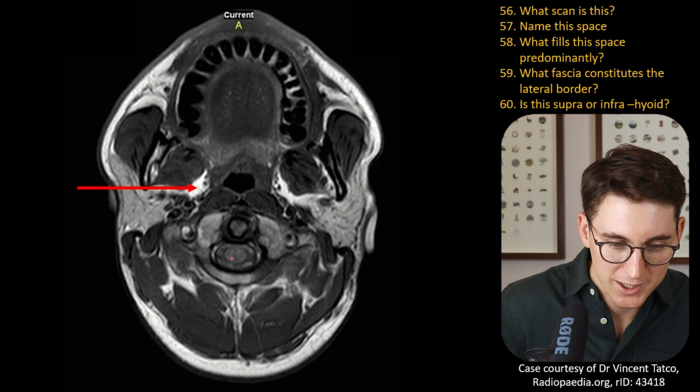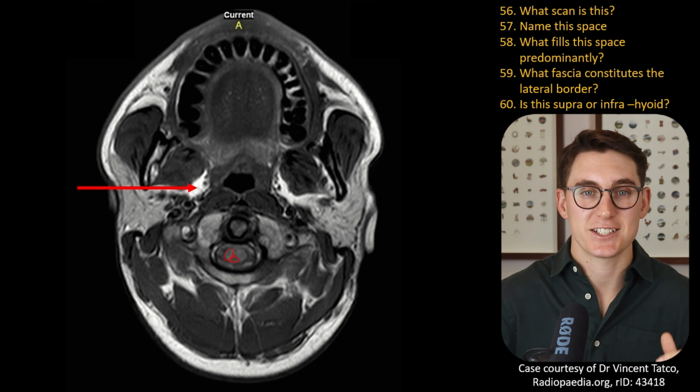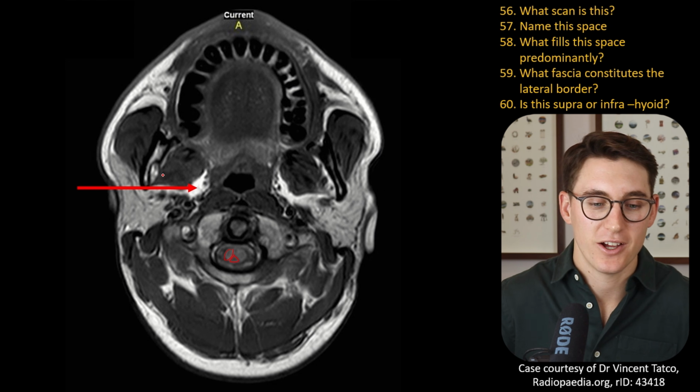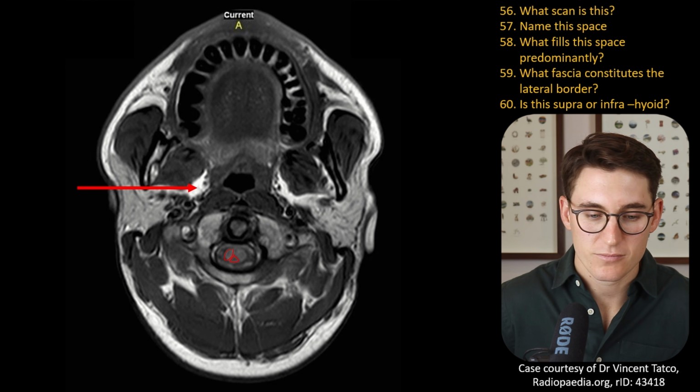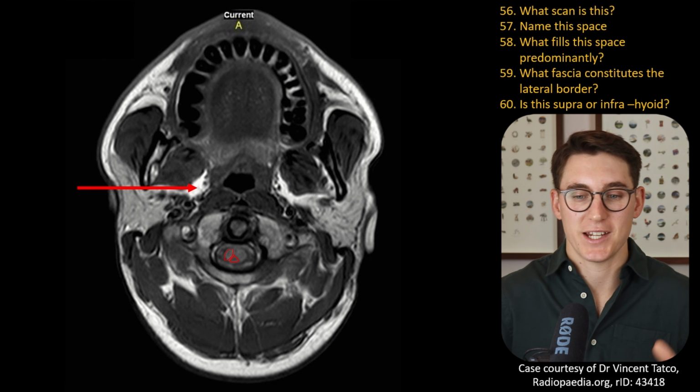You can see our white matter is more hyperintense as opposed to our gray matter here. We're dealing with a T1 weighted image. This is an axial T1 weighted MRI of the head and neck. Let's label this space here. This brings us to our deep neck spaces.